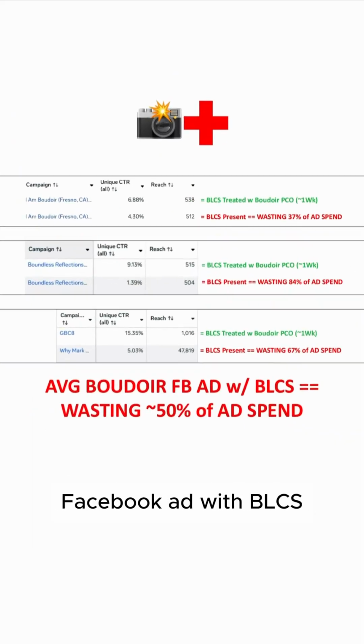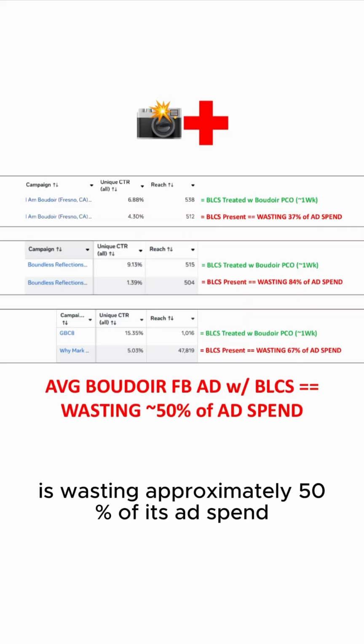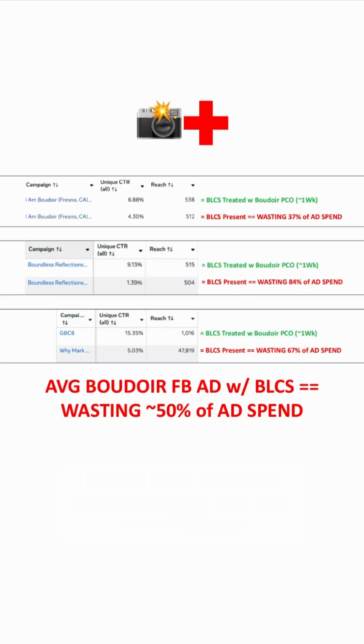So the average Boudoir Facebook ad with BLCS is wasting approximately 50% of its ad spend. I mean, look at these numbers here.